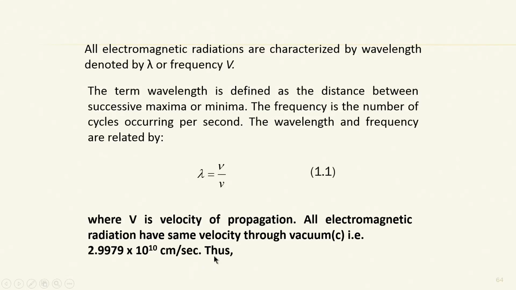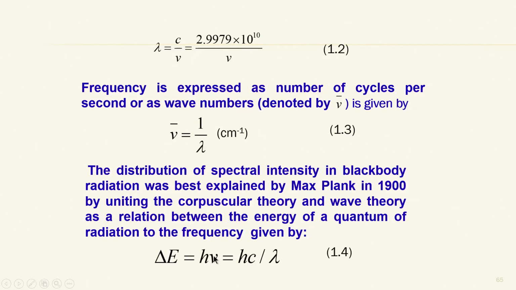Okay. So, we also know that wavelength lambda is nothing but the speed of light divided by frequency. Now, frequency is expressed as number of cycles per second or as wave numbers. Okay. This wave number is important as far as IR is concerned, and wave number is given by mu bar equal to 1 over lambda. So, this also is a parameter we are supposed to remember.